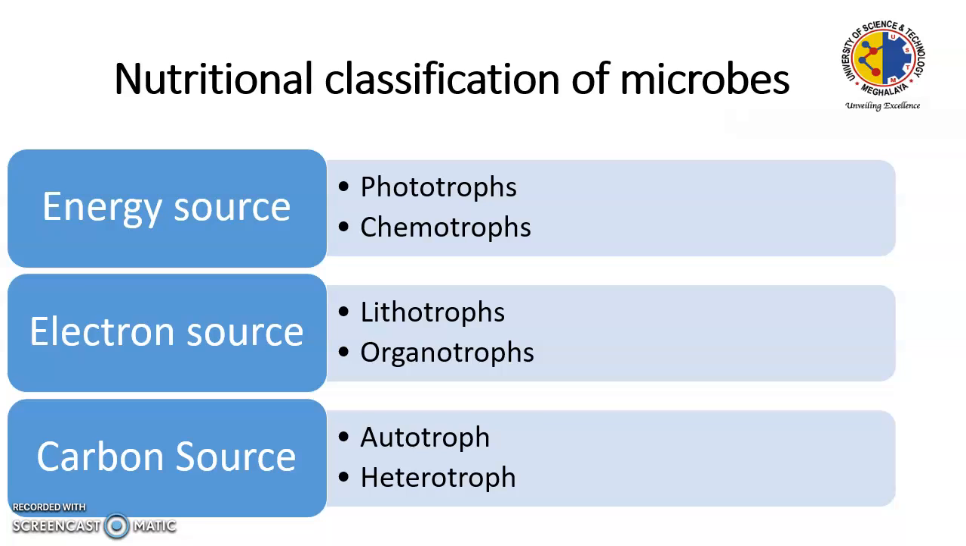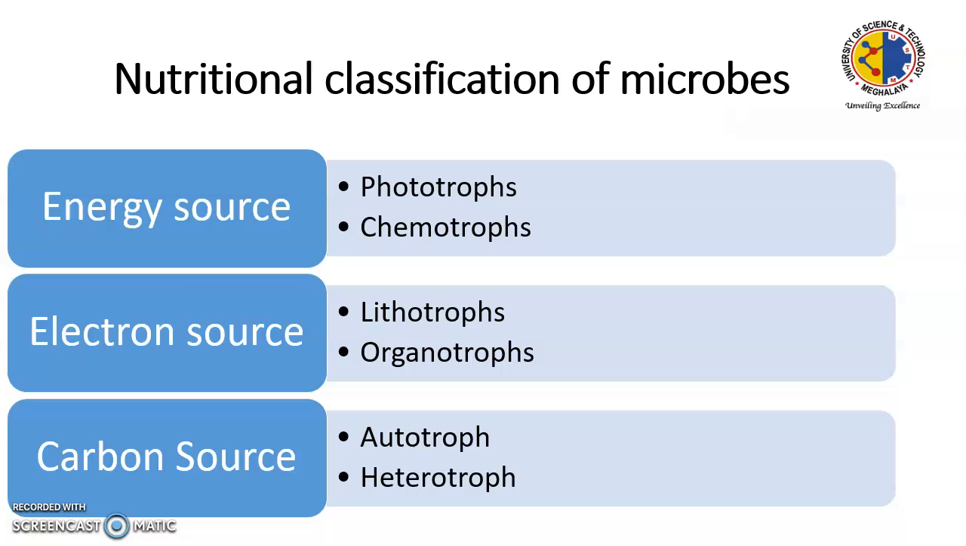Depending upon the energy source, microbes can be classified into phototrophs and chemotrophs. Depending upon the electron source, they can be classified into lithotrophs and organotrophs. Depending upon the carbon source, they can be classified into autotrophs and heterotrophs. Phototrophs require light as an energy source, and in chemotrophs the energy comes from chemical substances.